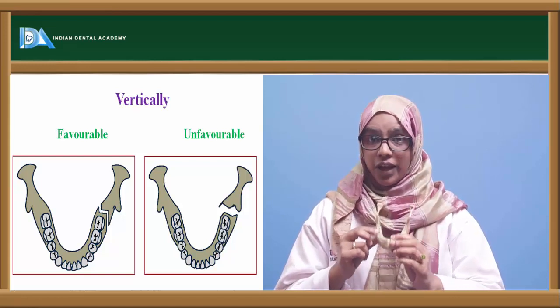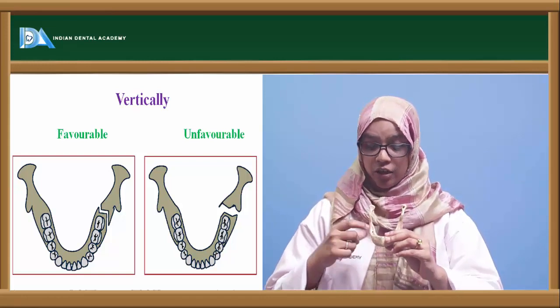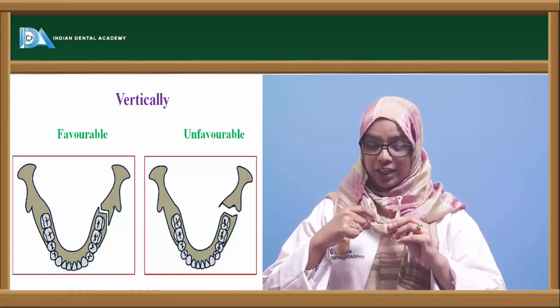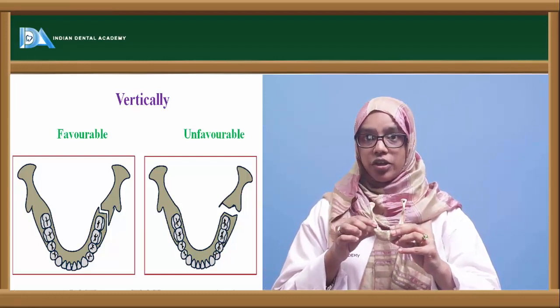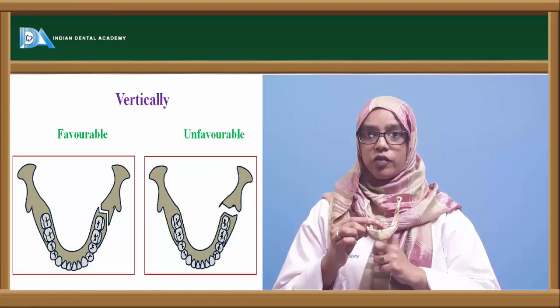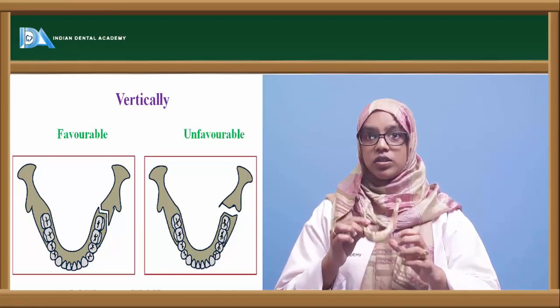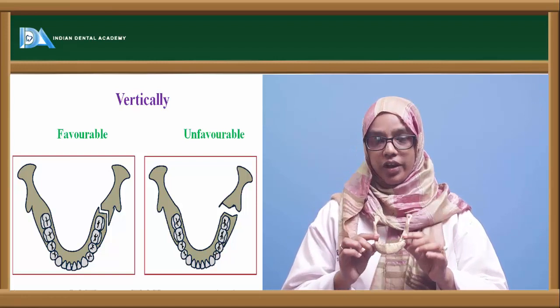But when the fracture line passes from the lingual cortical plate anteriorly to the buccal cortical plate, this segment is not able to move because lingually there is a ledge of bone that is stopping it mechanically. So this is vertical favorable fracture.